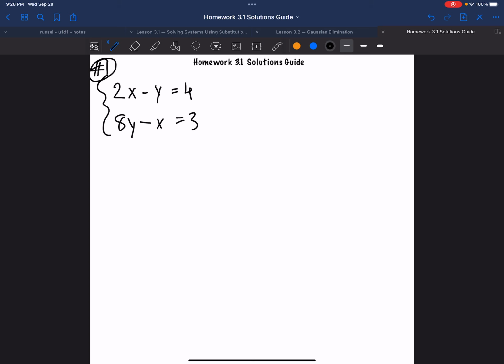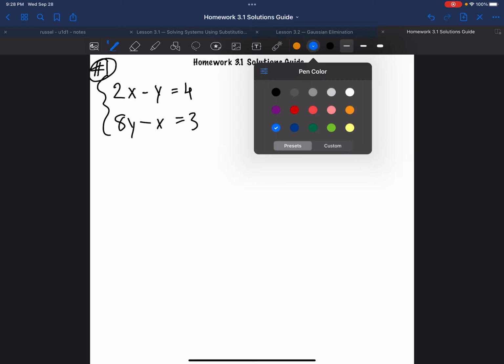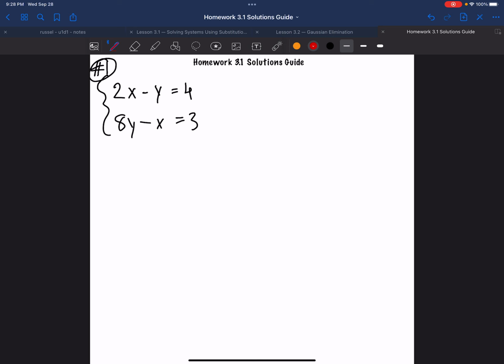Okay, so let's do homework 3.1 together. Now, these first 5 questions just ask to use substitution, so that's what we're going to do. Let's do our solutions in red. So, number 1, I've got 2x minus y equals 4 and 8y minus x equals 3. The goal is to substitute, meaning solve for one variable. Pick x, pick y. It doesn't matter. I'll pick y. Choose to solve for y.